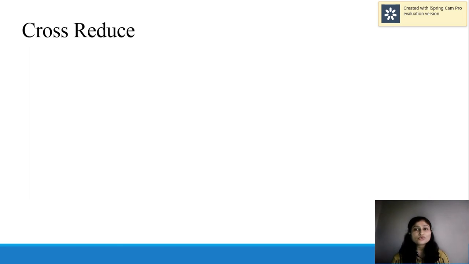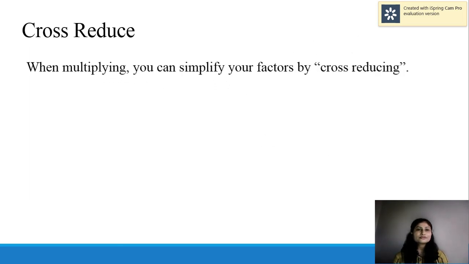We can do cross reduce also. And what is the meaning of cross reduce? Whenever you multiply numbers, and if you find some common factors in a numerator and a denominator, then you can directly reduce it, or you can cancel it.